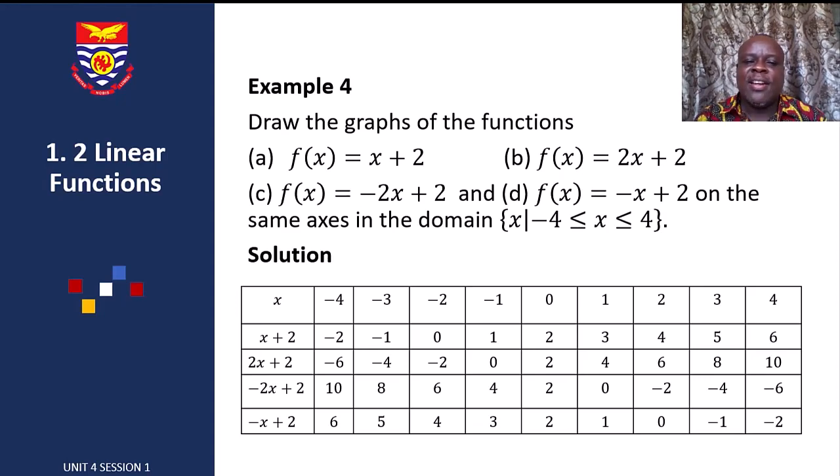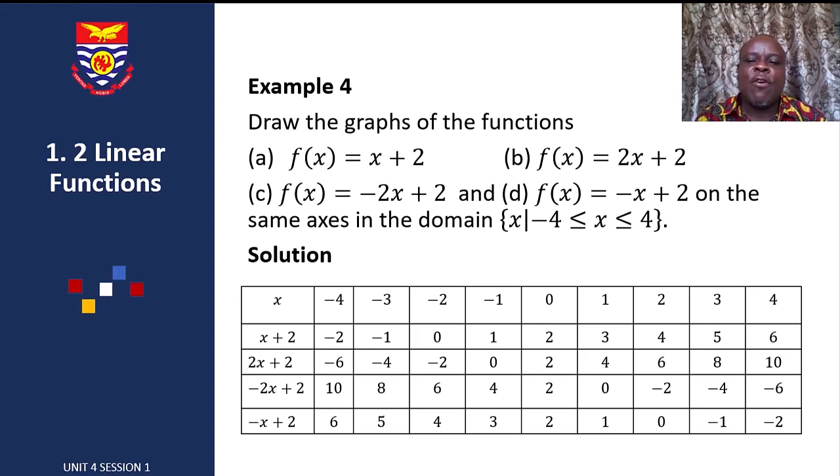So the x in the first row represents the domain given. It starts from -4 to +4. Then the 4 equations given are included in the table. So let's look at the first one, which is x plus 2.